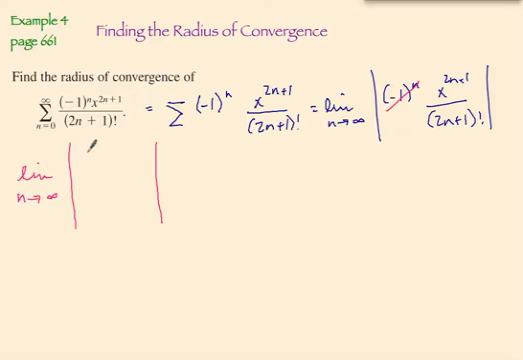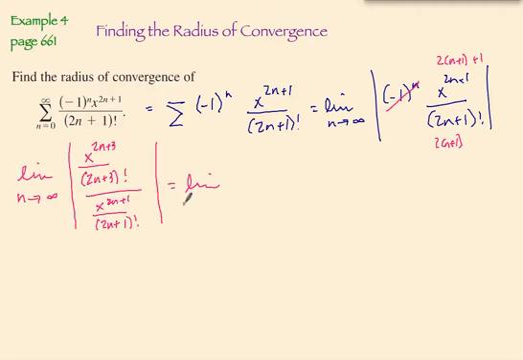So the numerator will be the a sub n plus 1 term, which will be x to the, if I put n plus 1 into 2n plus 1, this becomes 2n plus 2 plus 1, which is x to the 2n plus 3. Over the denominator here, if I put n plus 1 in, I get 2n plus 2 plus 1, which is also 2n plus 3 factorial, over the original function, which is x to the 2n plus 1 over 2n plus 1 factorial. Okay, we got it down there.